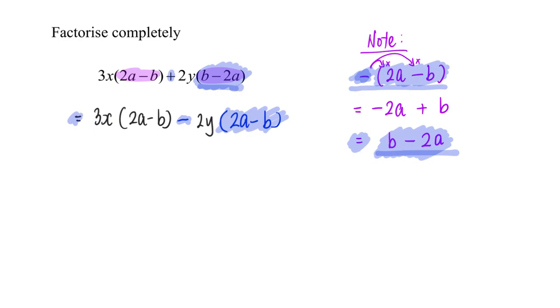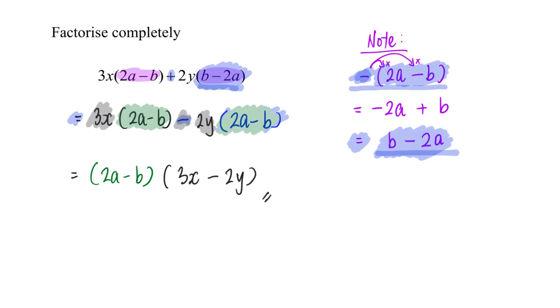And why does Mr. Tan do that? Because then Mr. Tan can have the common factor 2a minus b. So the 2a minus b, and I'm left with 3x minus, not plus, minus 2y. And there's no more common factor already. We have successfully factorized completely this particular algebraic expression.